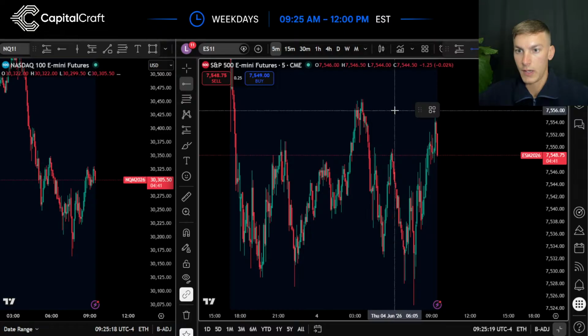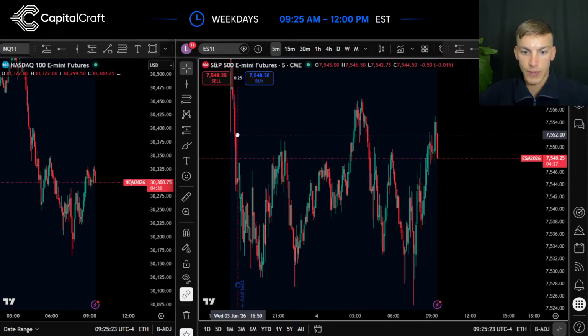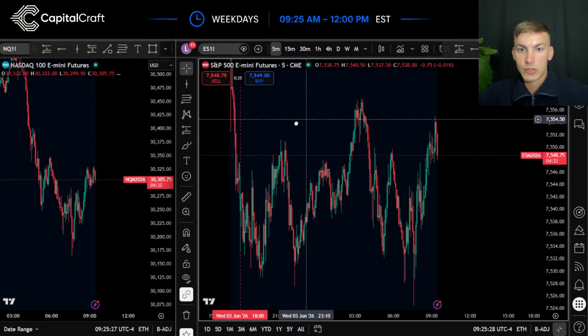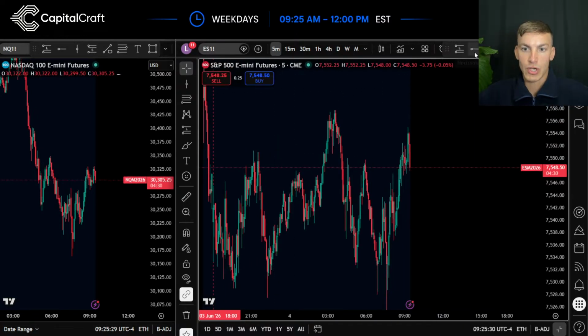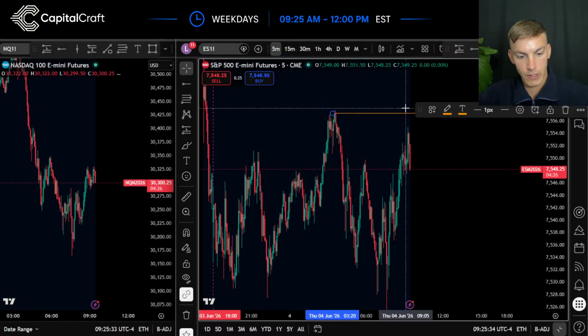I'm going to go ahead and mark out current day's high, current day's low. But before I do that, I want to put a vertical line on my new day open so that I know exactly what price range I am looking for. I'm looking at everything to the right of that specific line, okay?